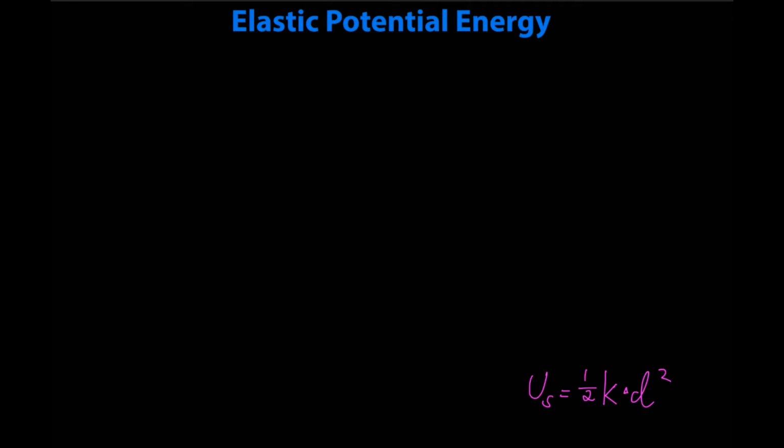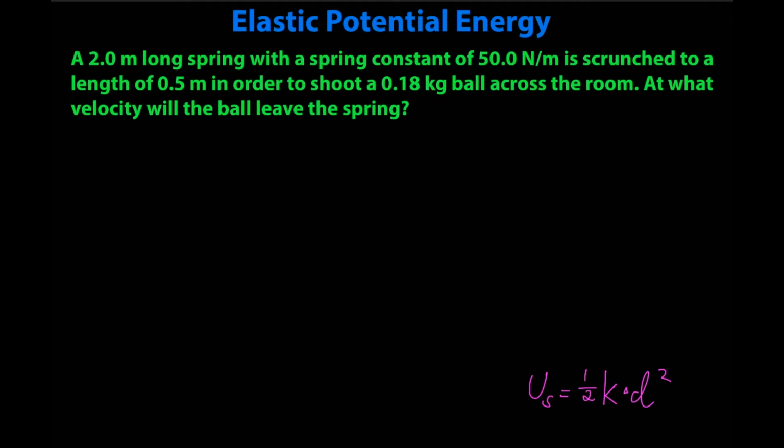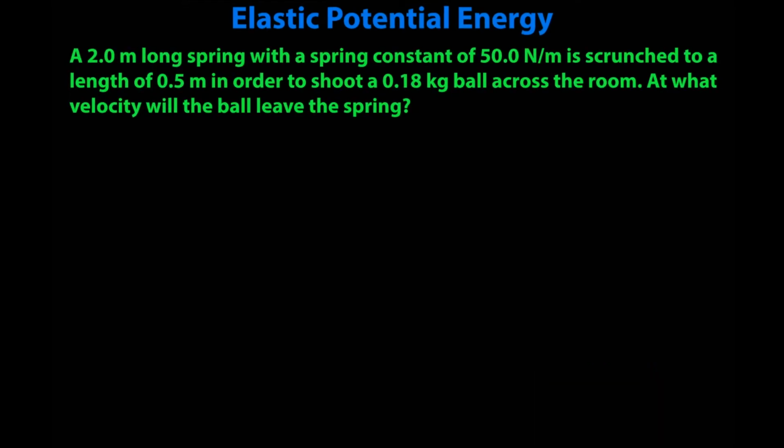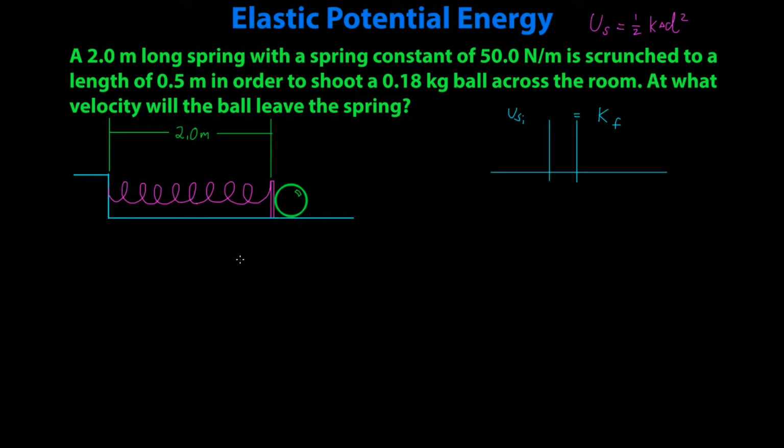Okay, so let me show you how this equation can be used. Here is a problem involving elastic potential energy. And I'm going to skip the simple you're missing one variable, solve for the others types. I'm going to go right into an energy transfer question. A 2-meter long spring with a spring constant of 50 newtons per meter is scrunched to a length of 0.5 meters in order to shoot a 0.18 kilogram ball across the room. At what velocity will the ball leave the spring? I'm going to start by drawing my situation.